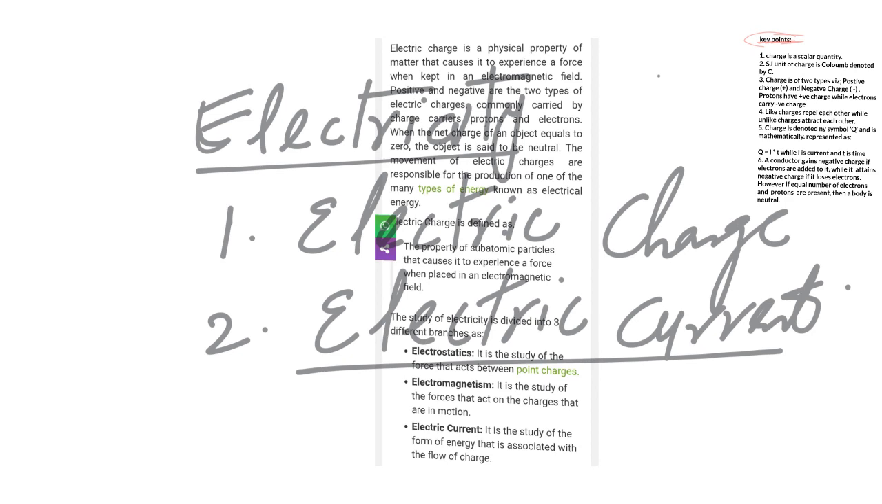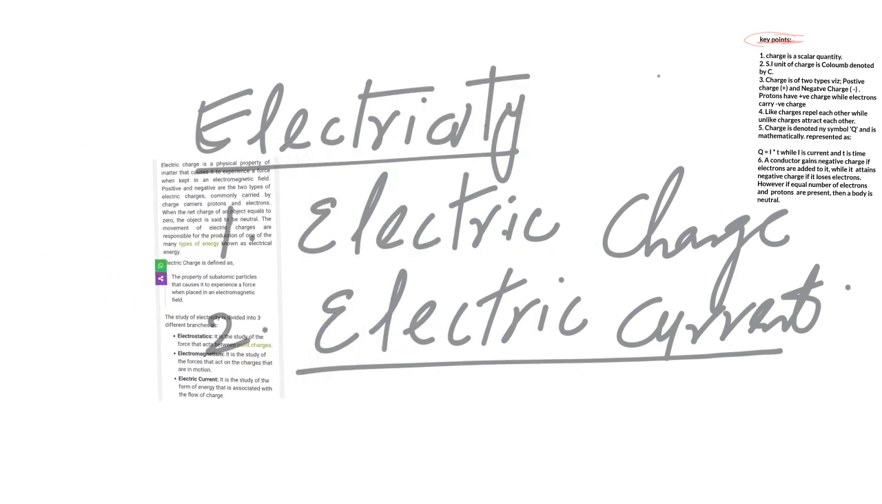Today we are going to start the chapter electricity. Since it is the first lecture on electricity, I am today going to just give a brief introduction of electricity and introduce two key concepts. One is electric charge and second is electric current. First we will see what is the definition of electric charge.